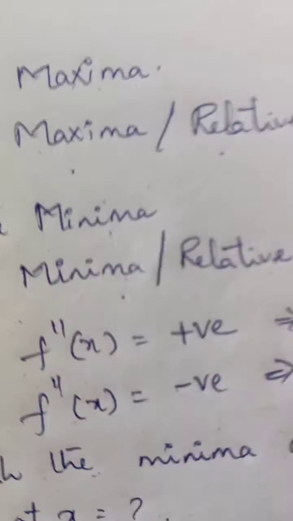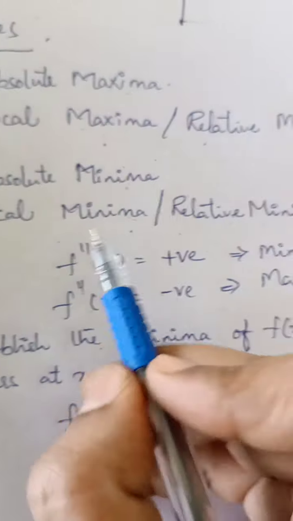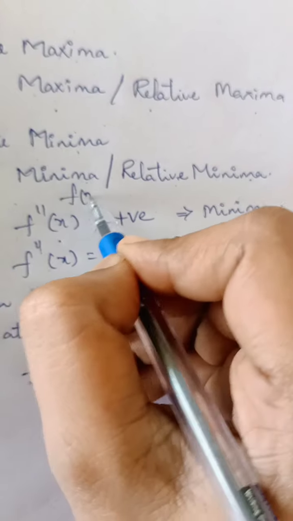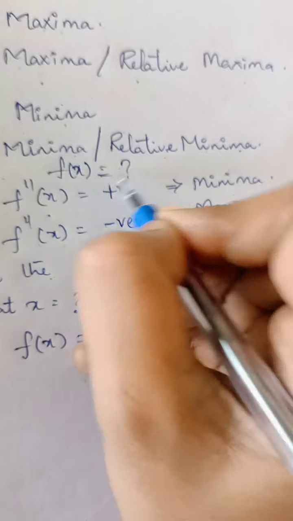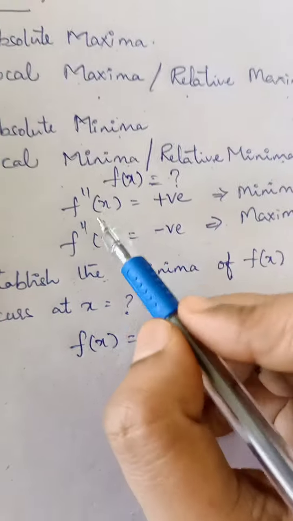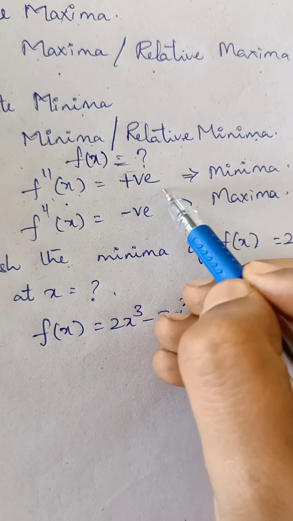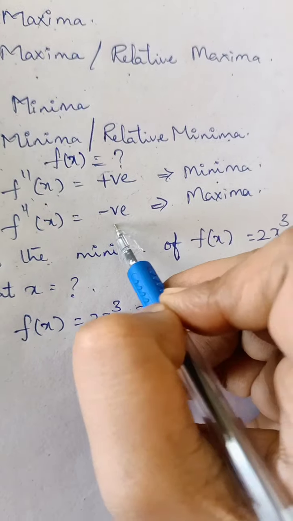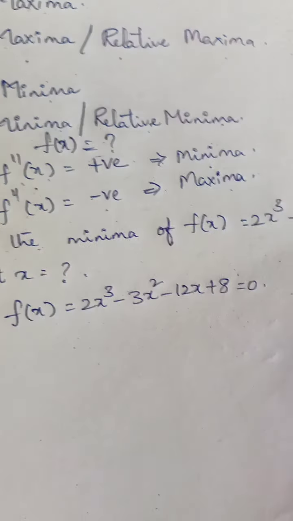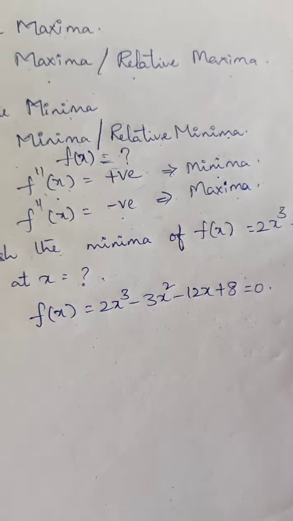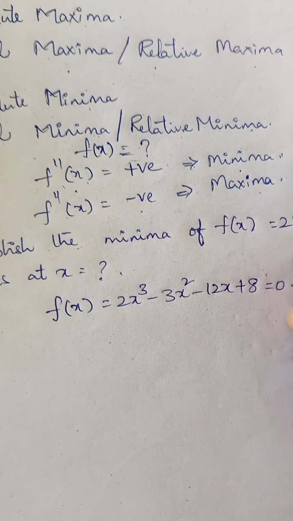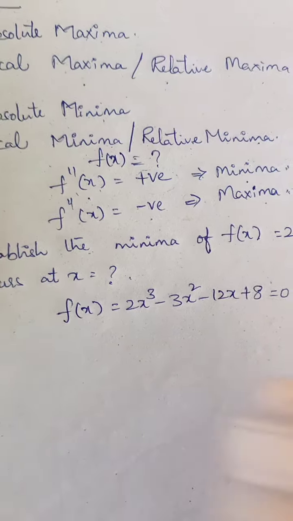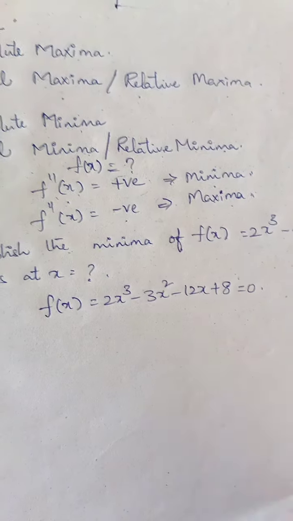For example, we can discuss with problems. Here, take the given function as f of x. We can take any function. If f double dash of x gives a positive value, that should be called the minima. If we get a negative value, that should be called the maxima. Based on this we can identify the maxima and minima. So let us discuss with the problems.